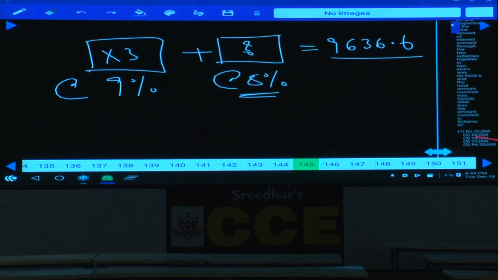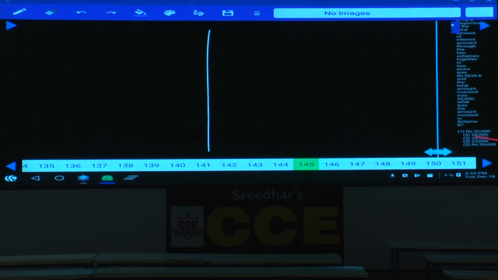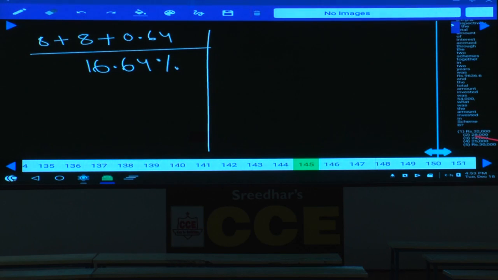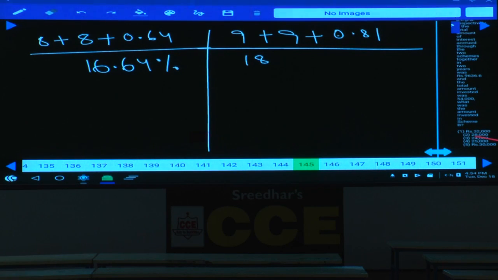Now, at the rate of 8% per annum, you will get 8 plus 8 plus 8 square by 100, that is 0.64. That means the total interest obtained on the first part is 16.64%. And at the rate of 9% per annum, you will get 9 plus 9 plus 9 square by 100, that is 0.81. That is 18.81%. Now, this is the total interest obtained.